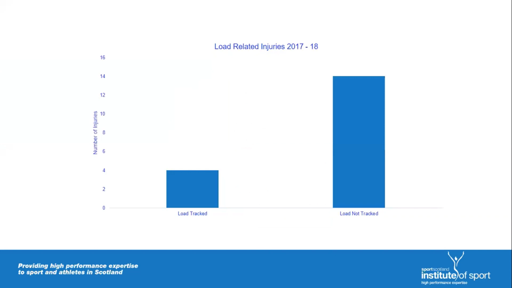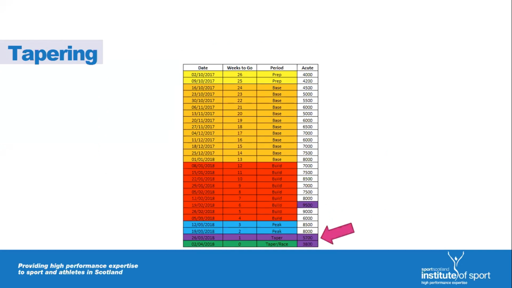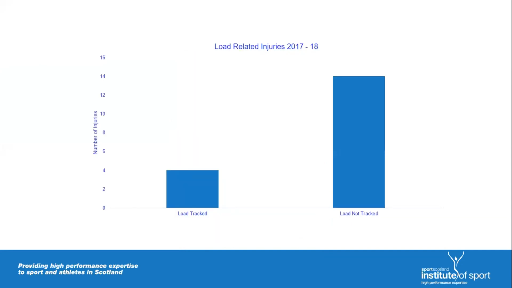We use the data to plan in terms of peaking for competition. So here you can see we've looked at a 26-week build into a key race and tried to identify where the highest load might be, and then where we might taper as well.